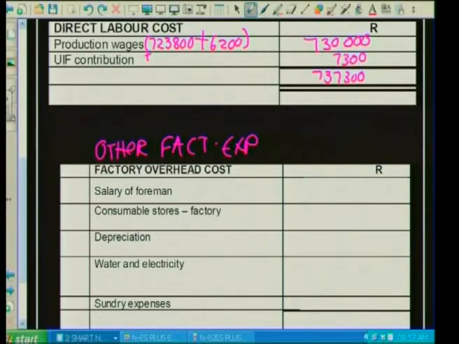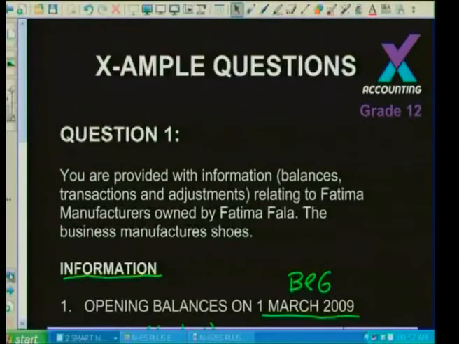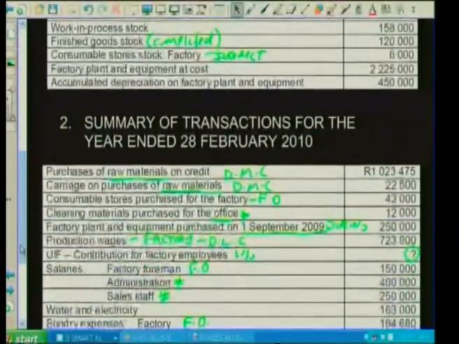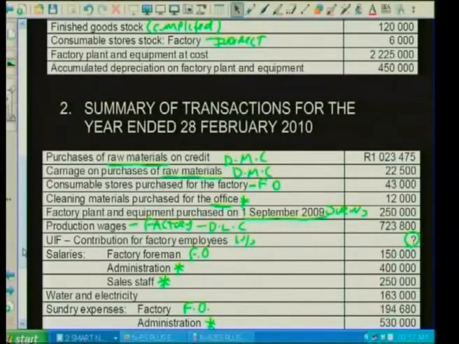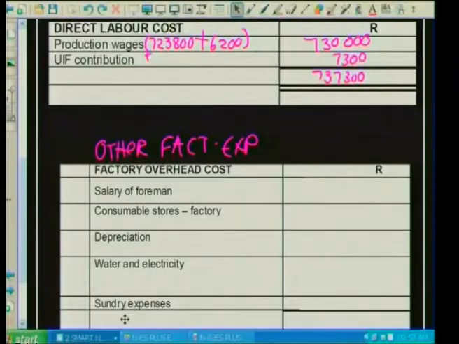So let's go to our question, and we're looking at the summary of transactions. There we go. Under salaries, we've got factory foreman and his salary, an amount of 150,000. There was no additional adjustments in terms of the factory foreman. So let's take that amount through. So we've got salary for the factory foreman an amount of 150,000.